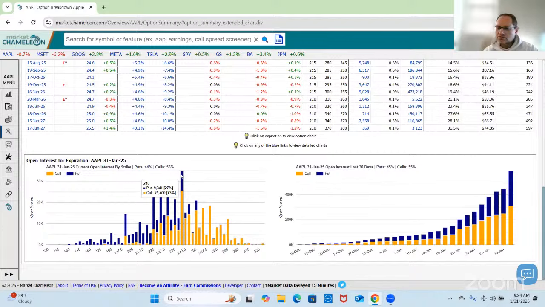So, well, I think I'm going to end it here because we went over a couple of different ways to analyze the open interest using these graphical tools.